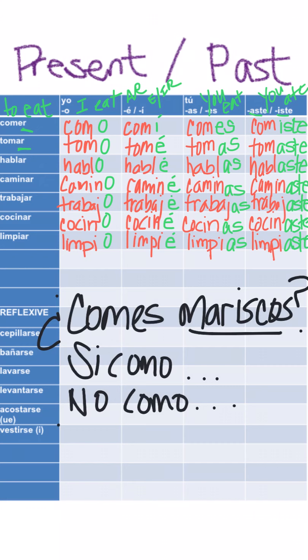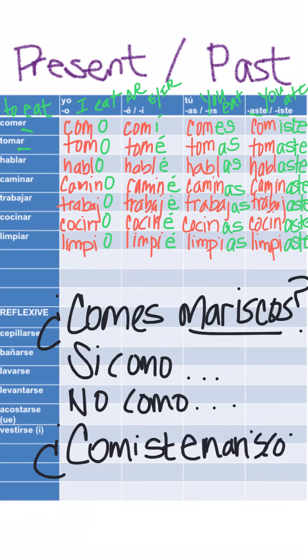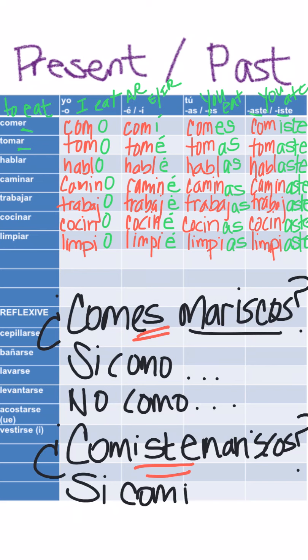Or you could go ahead and make your questions in the preterite. ¿Comiste mariscos? And that iste, the es to the iste, is what is telling us it's in the past. Just like in English where you say did, and that triggers us to know that it's a past tense. This is going to do the same thing, even if it doesn't feel that way right now. And when I respond, still going to be a hard no for me because I will never eat them. But sí comí with the accented í, or no comí.